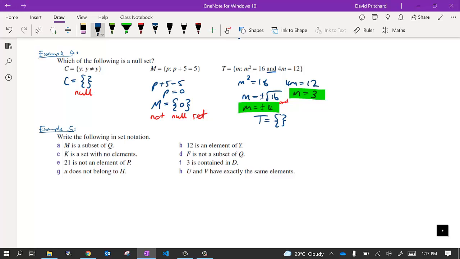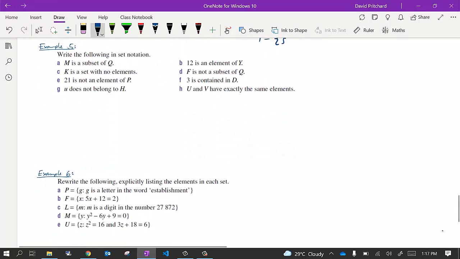All right, if we move forwards, we're looking at example 5. Now this should be nice and easy. This is just writing in set notation. So we just have to know our terminology, and then we can write out: M is a subset of Q. Nice and easy. B, 12 is an element of Y. K is a set with no elements, so K is the null set.